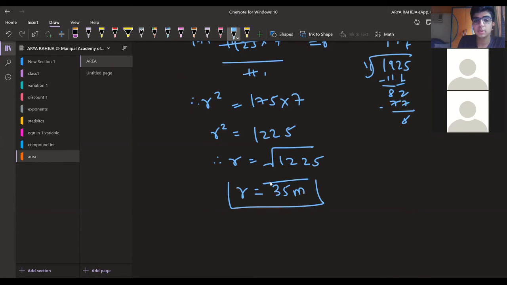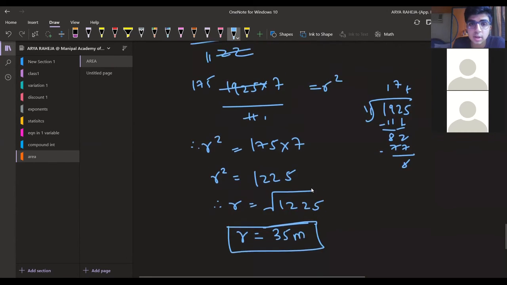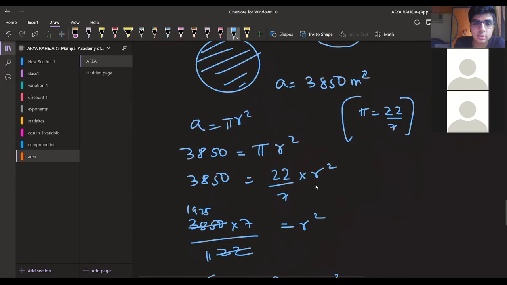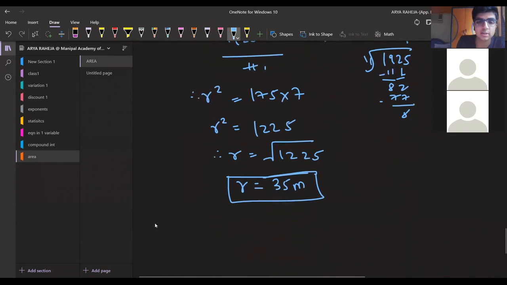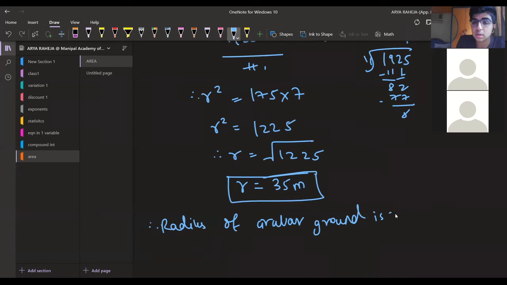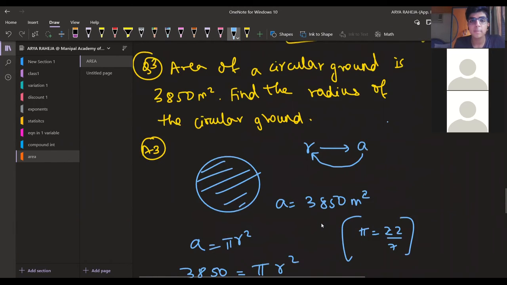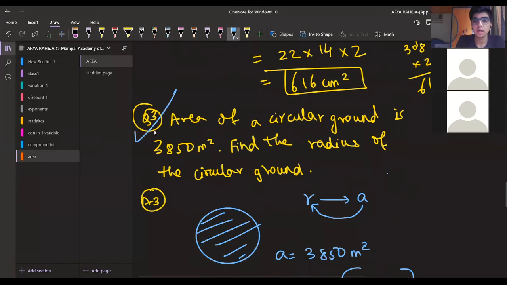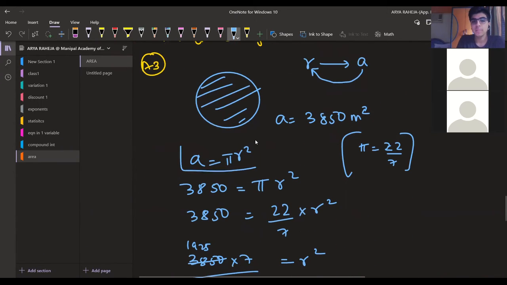Okay, ये तुम लोग को सब खुद calculation करना है. I'm not going to help you all with this calculation, but if you have any doubt, then you can ask. Okay, but ये तुम लोग को खुद ही करना है this full thing. So therefore the radius comes out to be 35 meters. So therefore radius of circular ground is 35 meters. Okay, simple. हो गया. Okay, done. Question खत्म. Okay, देखो area was given, we had to find the radius. तो वो formula use किया, इसमें we substituted and we just found the radius.